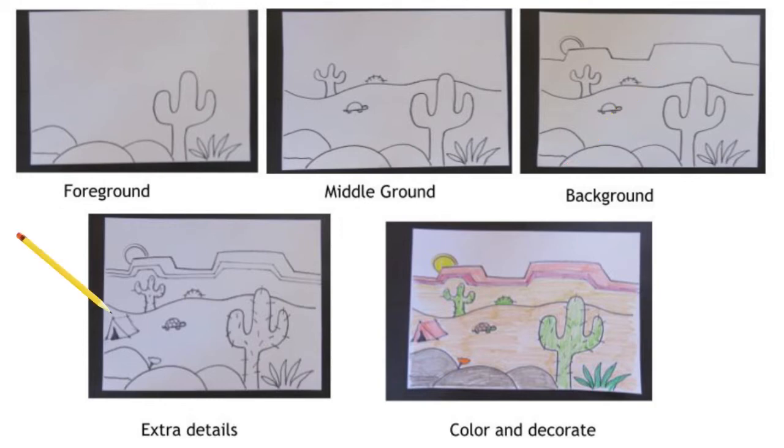Now add any extra details you want. We added a tent, prickles on the cactus, and more hills. Color and decorate in as you wish.